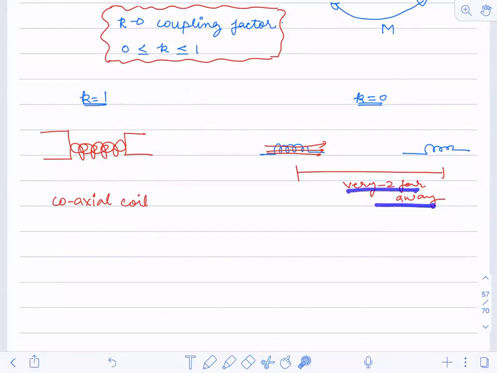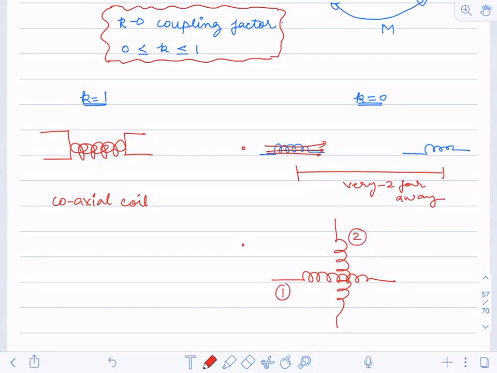Now one more example is there in this. You just see that also. When two coils are placed perpendicular to each other, what will happen? The coupling factor is also 0. Now why is it 0? I told you that the flux should not cross. The flux will have 0 value.